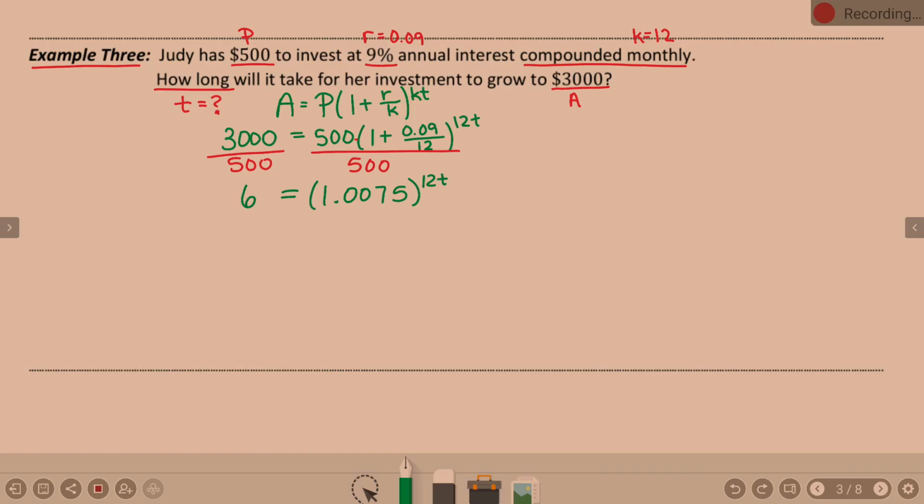So this is why it's in this chapter, right? Because until now it probably seemed random, why are we doing this? This is why. This is where it fits. Okay? So log of 6 equals log of 1.0075 raised to 12t. I did drop the parentheses. I didn't really still need those. Now what?